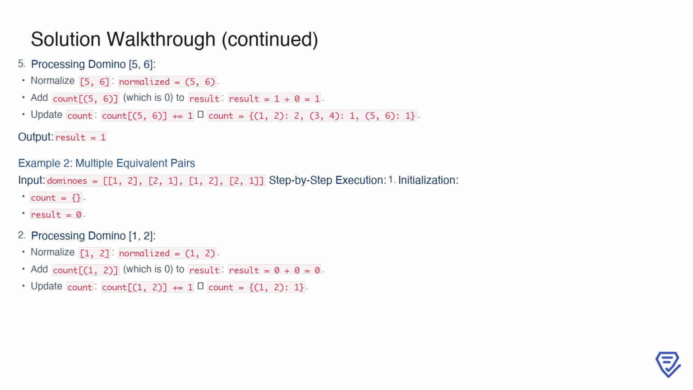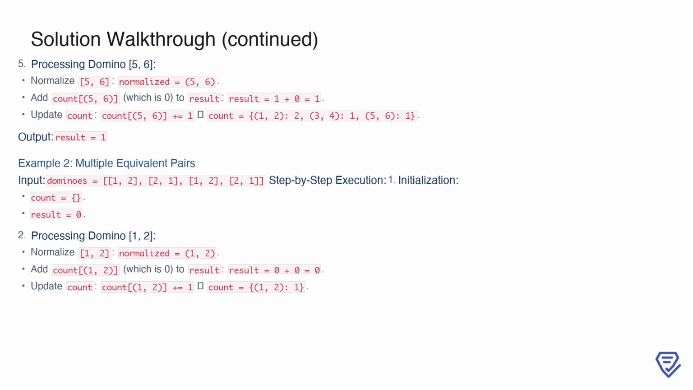Now, for the final domino in this example, [5, 6], normalizing it gives the tuple (5, 6). This is also a new pair, so its count is 0. Adding this to the result keeps the result at 1. We then update the count for (5, 6) to 1. At this point, we've processed all the dominoes and the result is 1, indicating that there is exactly one pair of equivalent dominoes in this input.